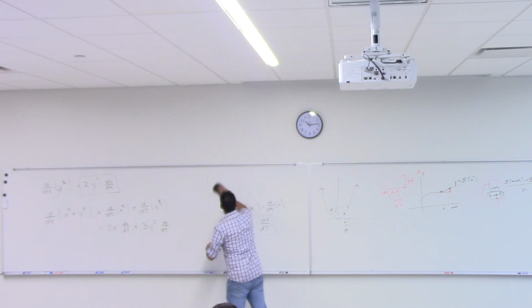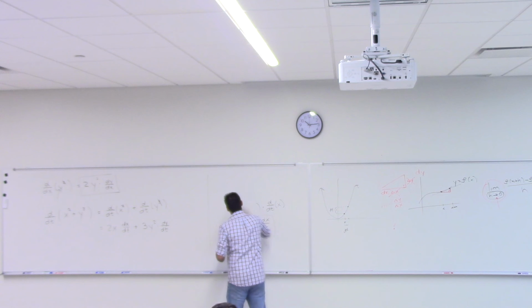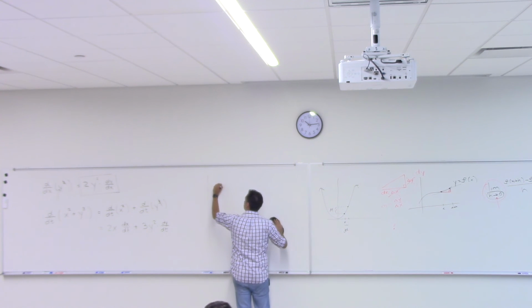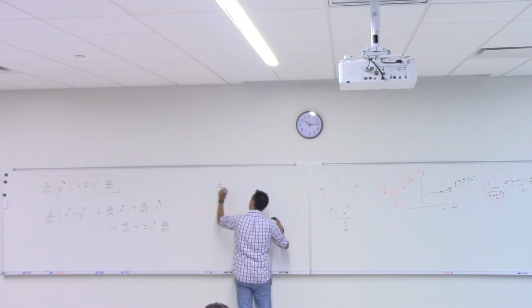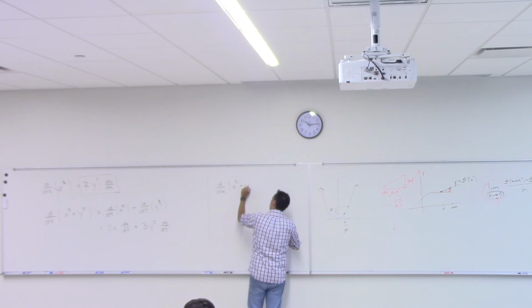How would that problem change if I did this instead? d/dx of x squared plus y cubed.